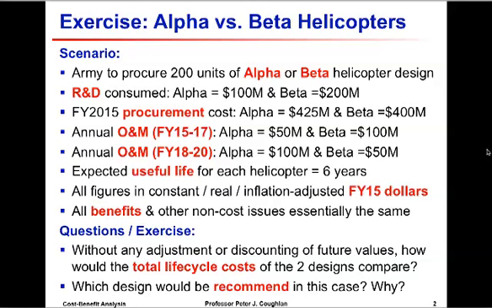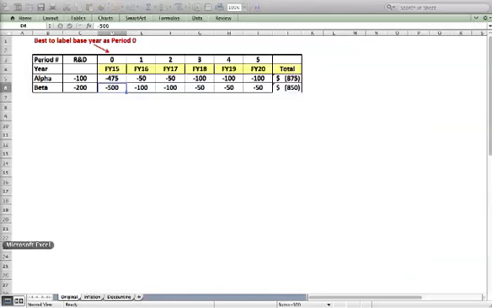The first exercise that we'll be looking at is the following. Without any adjustments or discounting of future values, so we're ignoring the time considerations that we'll talk about, how would the total life cycle costs of the two designs compare? Which design would be recommended in this case and why? And I gave you a spreadsheet that looked something like this.